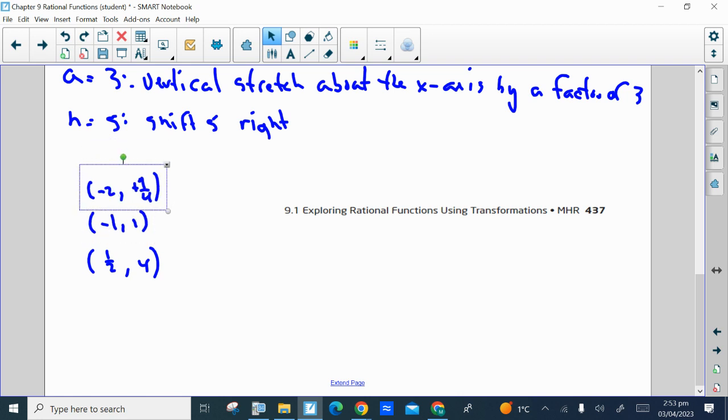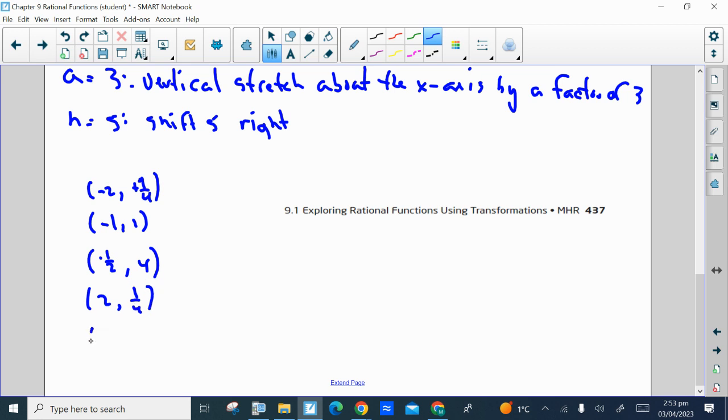This was from y equals x squared. I also had the points +2, 1/4, +1, comma 1, and +0.5, comma 4. Again, these are the points on y equals x squared, which is f at x.